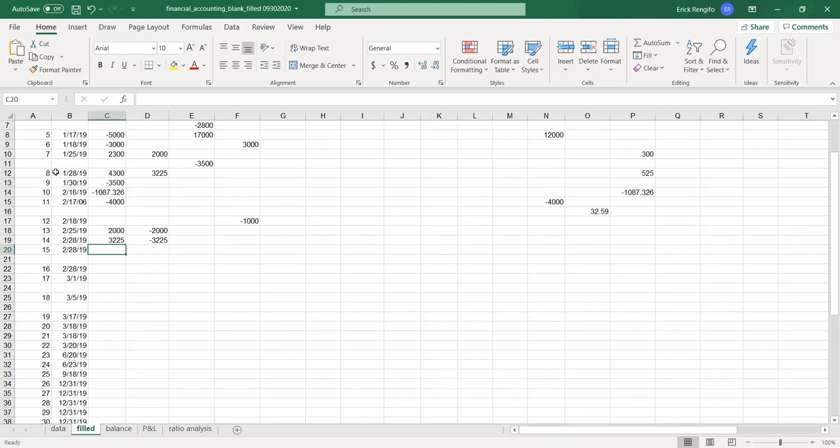So now I have a 16, is a very simple one. We sell merchandise for $5,000 and the cost of merchandise is $3,500. So I have $5,000 cash.